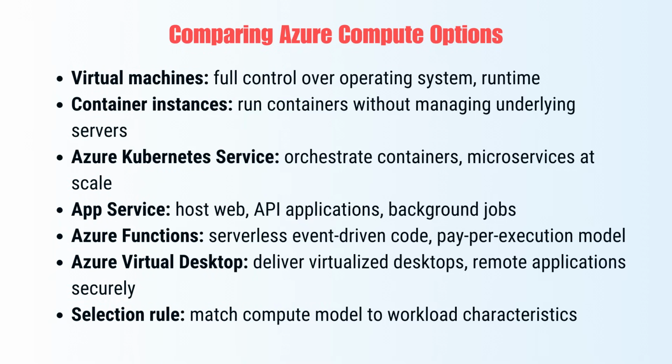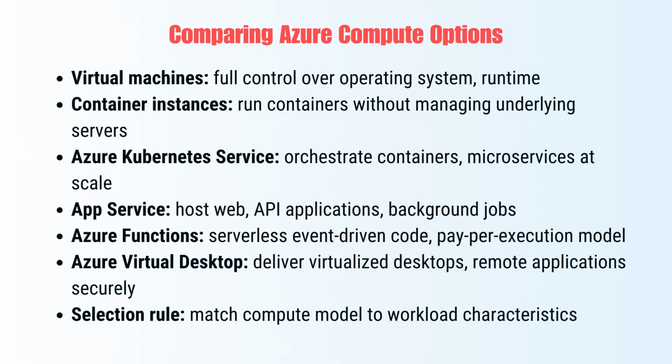These give you the most control over the OS and runtime. You choose the image, manage patches, and configure everything. They're ideal for lift and shift migrations and workloads that need custom setups. Next, Azure Container Instances, ACI. These let you run containers directly without managing the underlying VM. You package your app in a container image and Azure runs it for you. Great for simple container workloads, jobs, or small services.